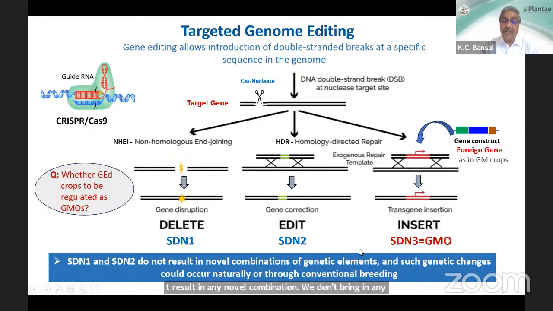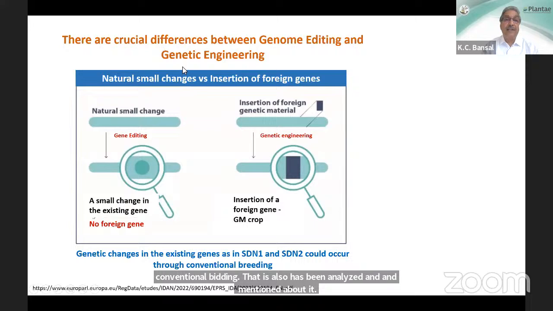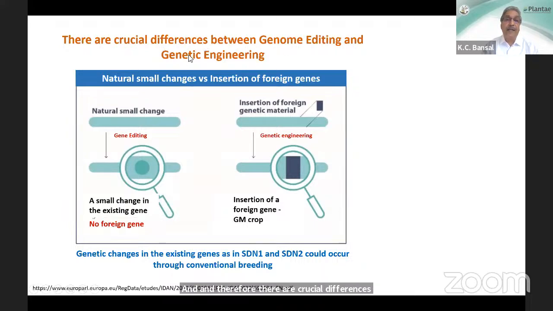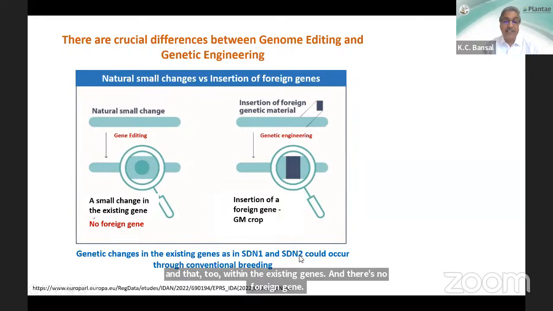And as such, these genetic changes, particularly in SDN1 and SDN2, could be achieved naturally or through conventional breeding. That has also been analyzed. Therefore, there are crucial differences when you compare genome editing with genetic engineering. In genetic engineering, as I mentioned before, there is a precise insertion of a foreign gene, giving rise to a GM crop. But in genome editing, natural small changes only take place, and that too within the existing genes, and there's no foreign gene. And I said before that in SDN1 and SDN2, such genetic changes could occur even through conventional breeding.